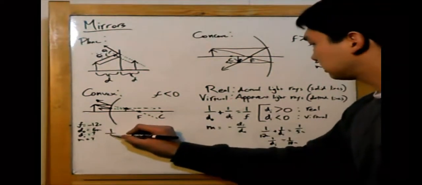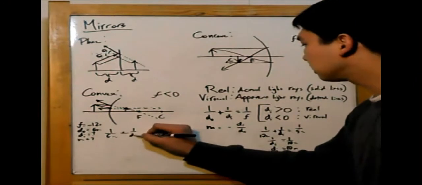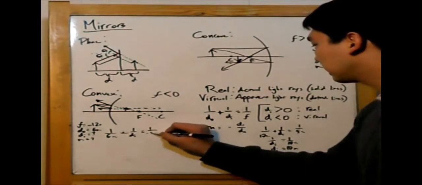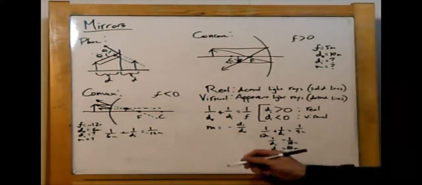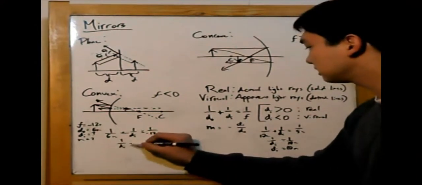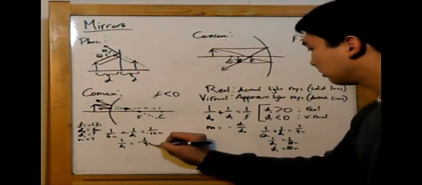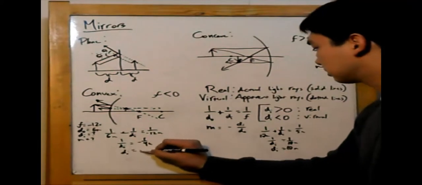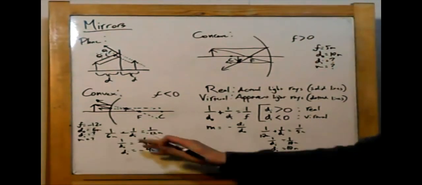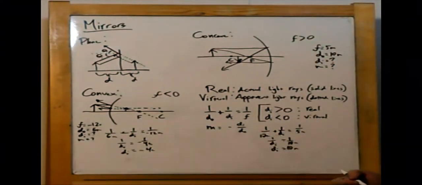Well, 1 over our object distance of 6 meters plus 1 over our unknown image distance is equivalent to 1 over negative 12 meters. So subtract 1 over 6 on both sides, you get 1 over our image distance is equivalent to negative 1/4. We invert both sides and we get our image distance is equivalent to negative 4 meters. So that means it's going to be on the right side of the mirror, and it's going to be 4 meters from the actual mirror.